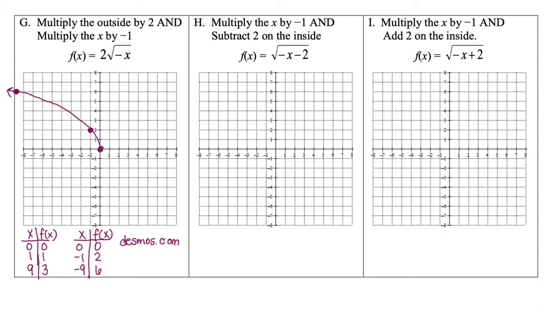Alright, so for our next problem, again, it's a square root function, and so we need to get our basic. And so let's go ahead and do x and f of x and fill in those 0, 0, 1, 1, 9, 3. Now it's handy knowing those 3 points for sure.